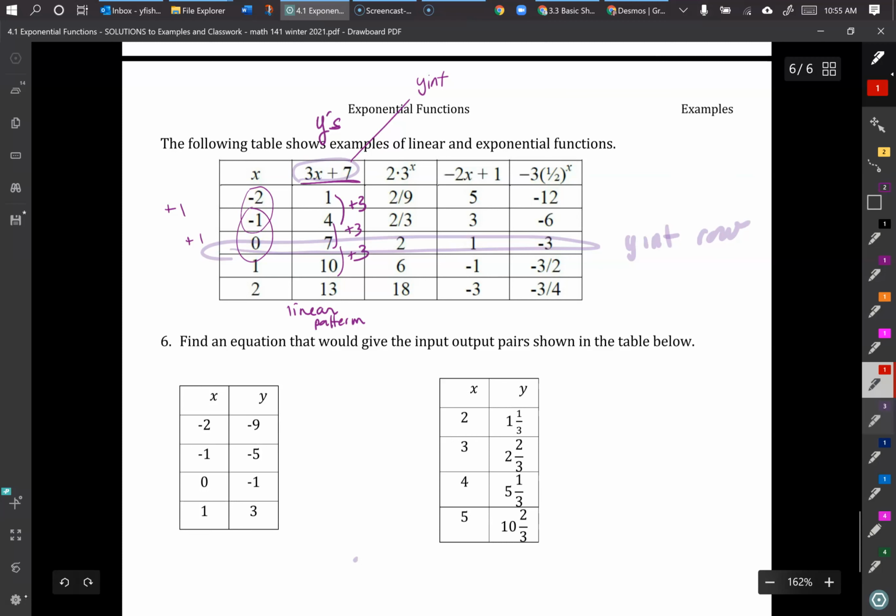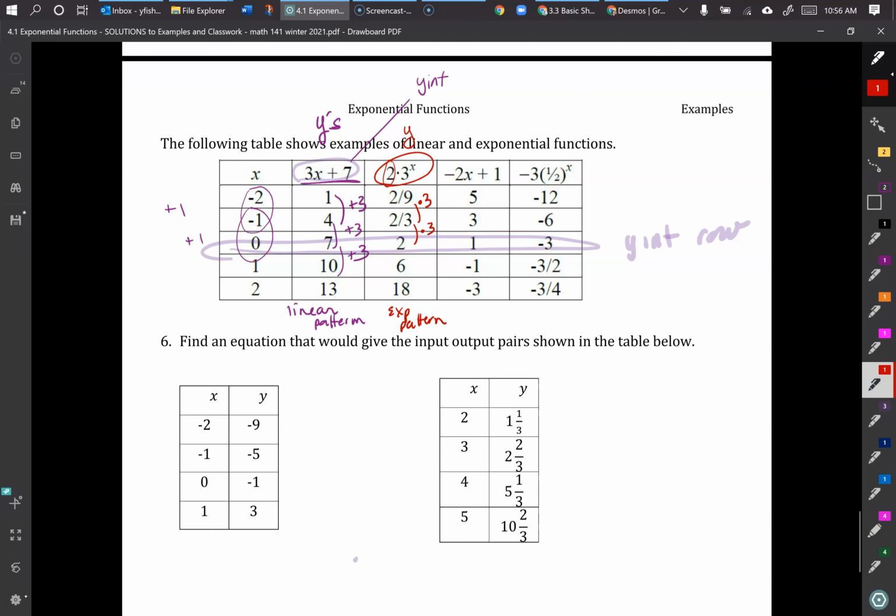So let's look at the next one where we have this as my y value. I have a base of 2, and then I have a repeated factor of 3. So 3 to the x. So that tells me that there's some repeated multiplication going on, which will be an exponential pattern. And we can just double check that. So 2/9 times 3 is going to give me the 2/3, and so on and so forth. So I'm multiplying by 3 every time. So that's an exponential pattern.